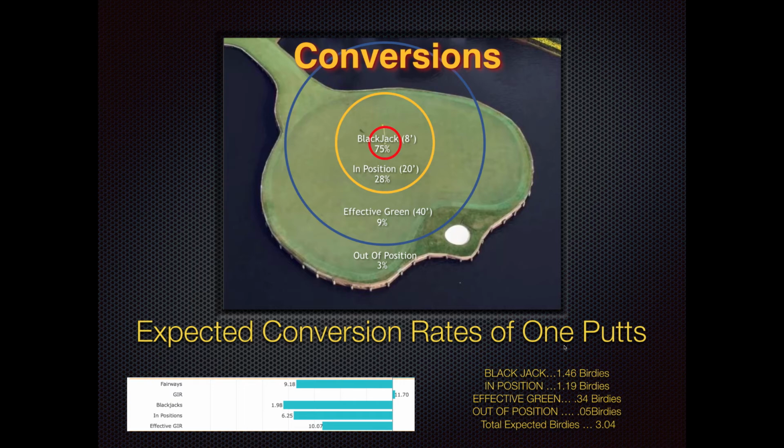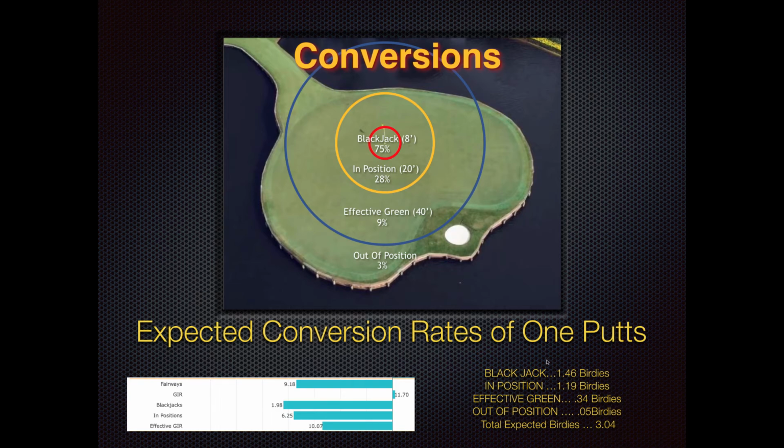From these different scoring zones, or we call them scoring rings on the putting green, what are they actually doing? Looking at blackjacks from 8 feet and in, you should be looking at a 75% conversion rate, which is pretty phenomenal. But that's assuming an equal distribution between 1 and 8 feet, so balls randomly spread in between. From 8 feet to 20 feet, we're looking at a 28% conversion rate. From 20 feet to 40 feet, a 9% conversion rate for 1-putts. And anything outside of 40 feet, you're looking at about a 3% conversion rate, so really low.